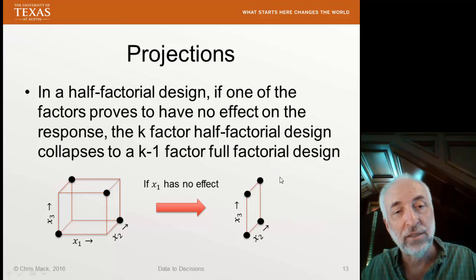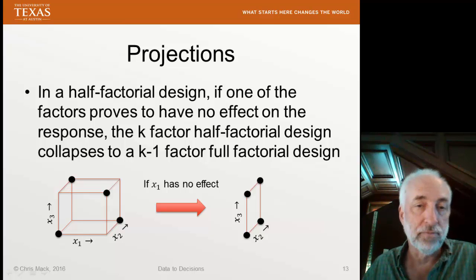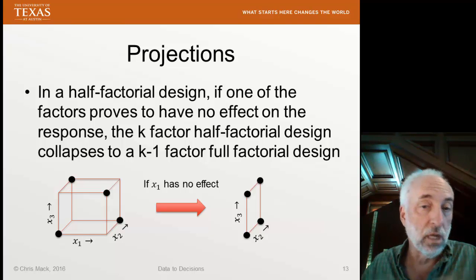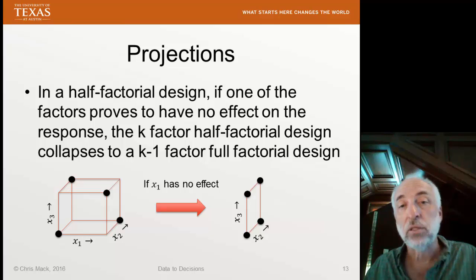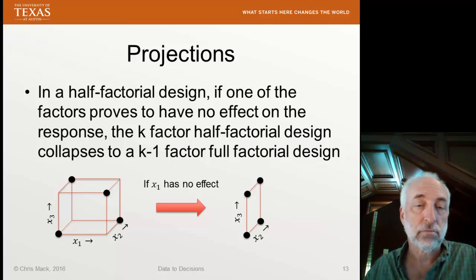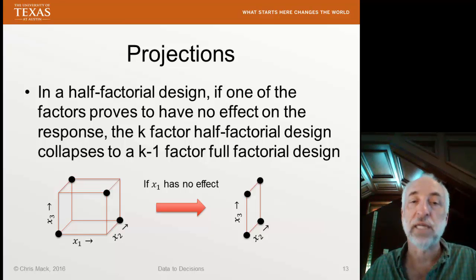If x1 has no effect, then I can collapse my half factorial design. I can project the x1s as being identical with each other down to now a full factorial design. So if I have a half factorial design, but one of the factors turns out to be unimportant, it will collapse to a full factorial design, and then I can do my analysis under that assumption. So always look for the possibility of collapsing your half factorial design into a full factorial design.